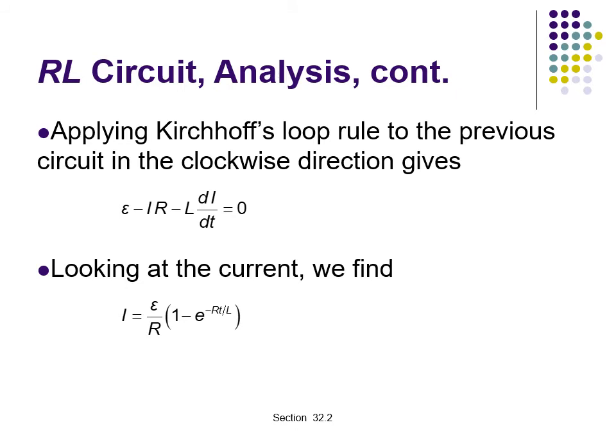Before we had negative t over tau, and tau was R times C. That was the time constant. How long did it take to charge up? And we said it took a capacitor RC time. So resistor size times capacitor size. That was the time constant. Now the time constant is R over L. And so how long does it take to charge up an inductor? It takes R over L time constants, time.